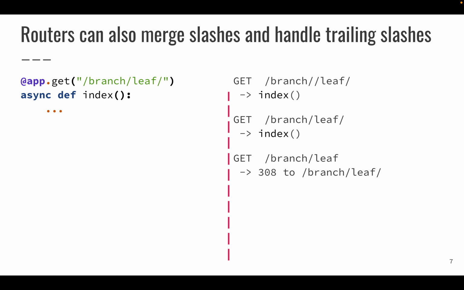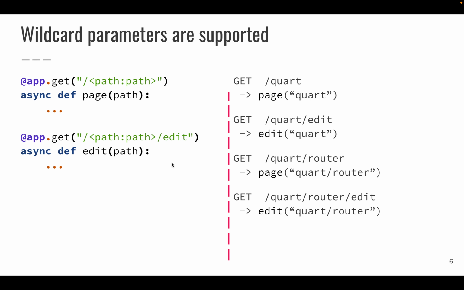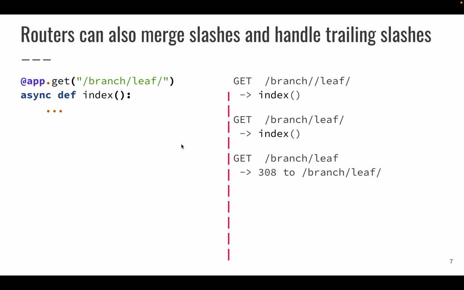So what I've said so far is pretty much the standard functionality of any router, with the exception perhaps of this. I'm going to talk about a couple of extra features that Flask and Quart's router provides, but actually make not too much difference to how it's implemented. So I'm going to mention it here, but in the rest of the talk, we don't need to worry about this. What I'm going to talk about is merging slashes and handling trailing slashes.